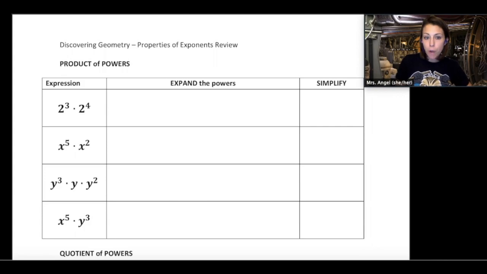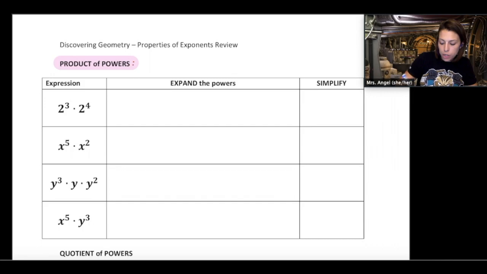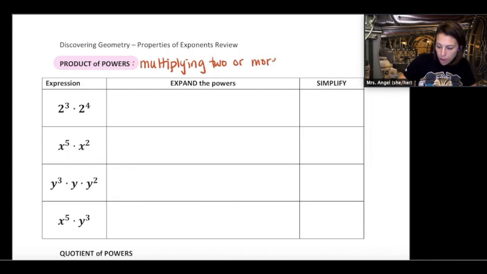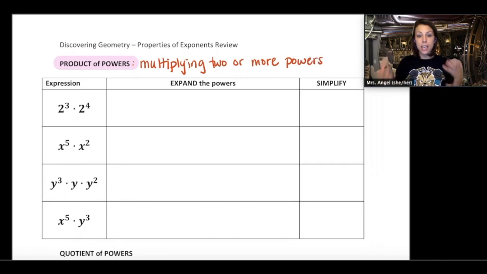So the first property of exponents is called a product of powers. A product of powers is telling you what you're looking at. This is an expression when you are multiplying, because that's what a product is, two or more powers. Now, there is another key here to product of powers that we will get into in this exploration.